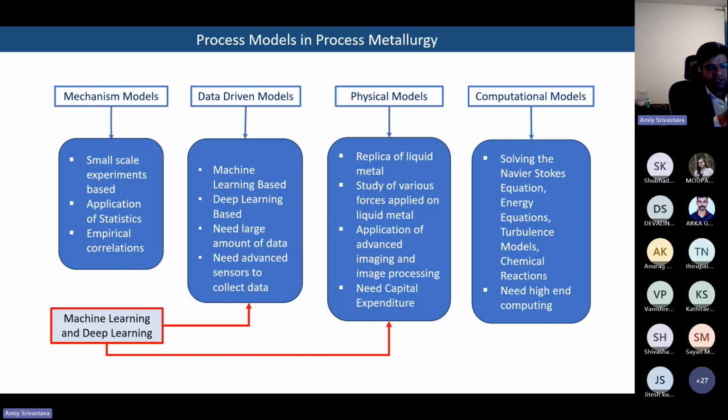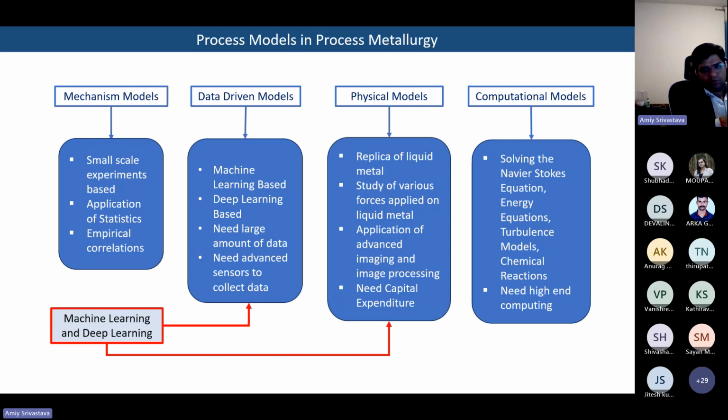So there are some limitations also for the physical model, but still, for liquid steel flow identification, or for multi-phase flow also, it is quite useful these days. And the fourth option is the computational model. What is a computational model? This is basically based on computational fluid dynamics and the heat equation.